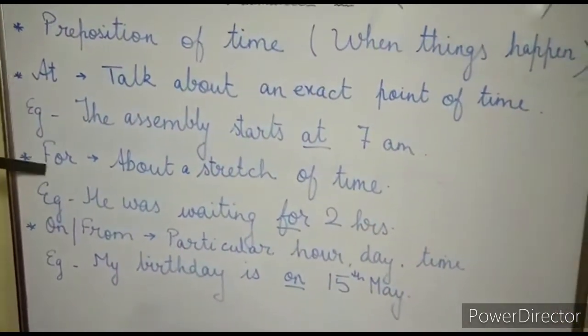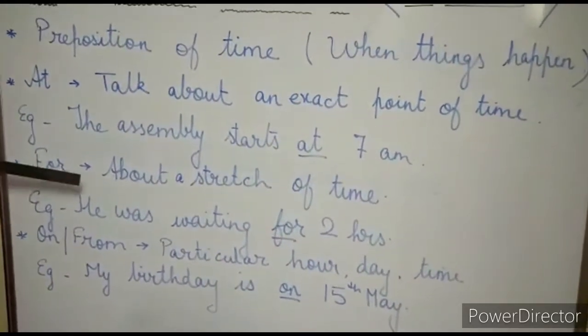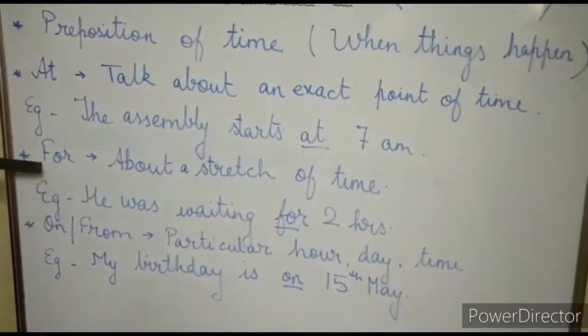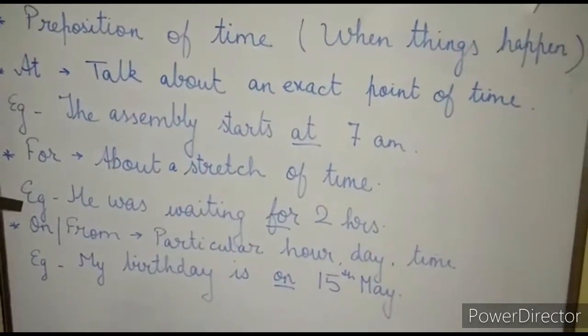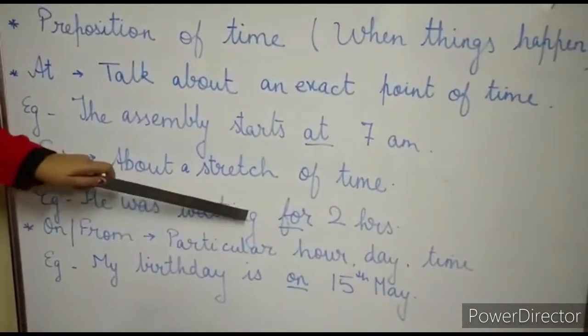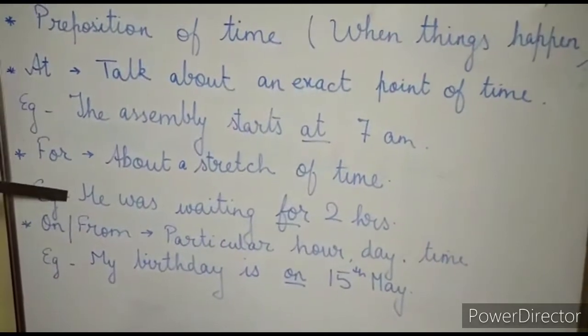The second one, for. For shows a length of time. That means it speaks about a stretch of time, that is, length. For example, he was waiting for 2 hours. So here, students, for shows the length. That means for 2 hours he was waiting.